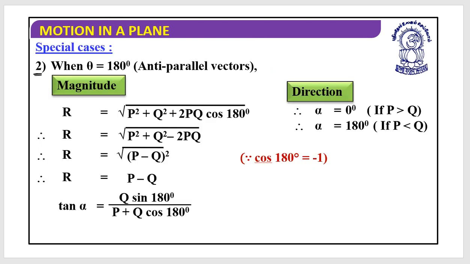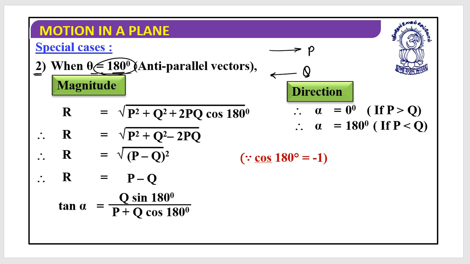This is the second case, when theta is equal to 180 degrees. They are anti-parallel vectors. When theta is equal to 180 degrees, they are anti-parallel vectors. Something like this: this must be vector p, and this must be vector q. If you look carefully, these two are anti-parallel vectors and their theta is equal to 180 degrees.